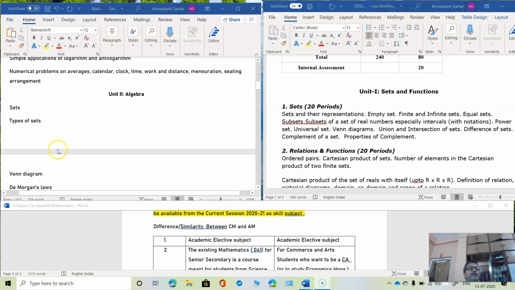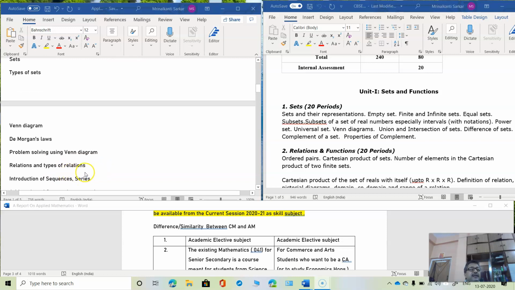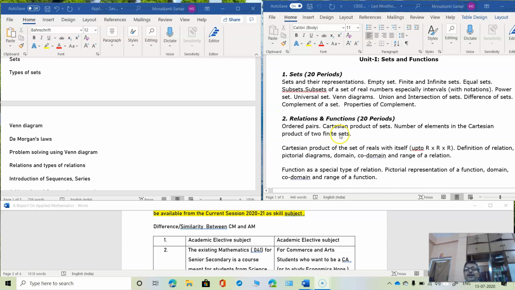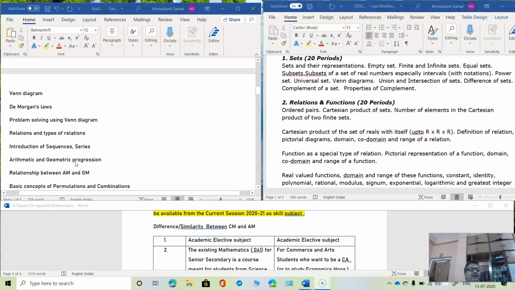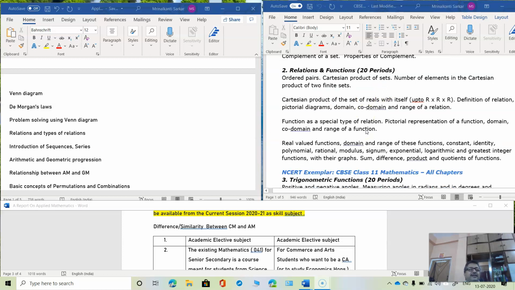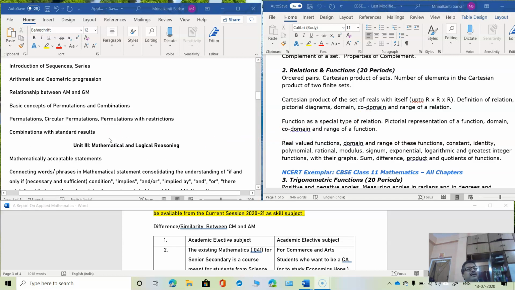Unit 2, algebra. If you go through theory of sets, they have given Venn diagram, De Morgan's law, basic problems. See, relations and types of relation, and the concept of function is removed totally. In the core course, function plays an important role, probably the most important role in the class 11 and 12 syllabus, but here there is no link of function. Sequence and series are normal, but in the handbook they have provided, if you go through the level of questions, you'll find a much more difficult level is expected in the normal mathematics course. Relationship between AM, GM, all these things are there.